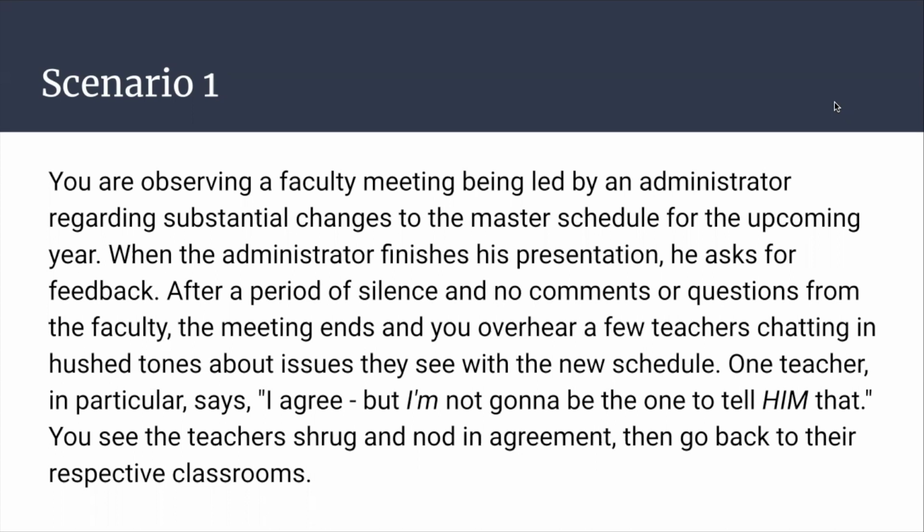Scenario one. You are observing a faculty meeting being led by an administrator regarding substantial changes to the master schedule for the upcoming year. When the administrator finishes his presentation, he asks for feedback. After a period of silence and no comments or questions from the faculty, the meeting ends, and you overhear a few teachers chatting in hushed tones about issues they see with the new schedule. One teacher in particular says, "I agree, but I'm not going to be the one to tell him that." You see the teachers shrug and nod in agreement, then go back to their respective classrooms.